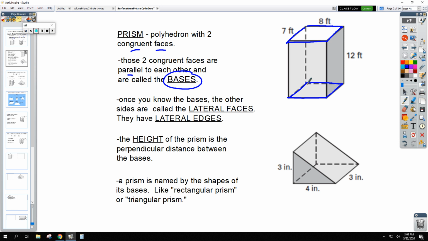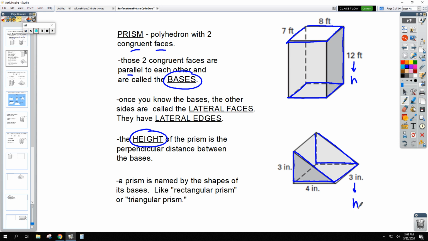Looking at the lower prism here, I'm going to highlight the triangle closest to me and the triangle closest to the back. If you notice, these are two congruent and parallel faces, making them the bases, the only bases in that particular prism. Once you've identified the bases, you can figure out what the height of your prism is. The height of your prism is just the perpendicular distance between those two bases. In this case, the height of this prism is 12, and in this case, the height of this prism is 3.